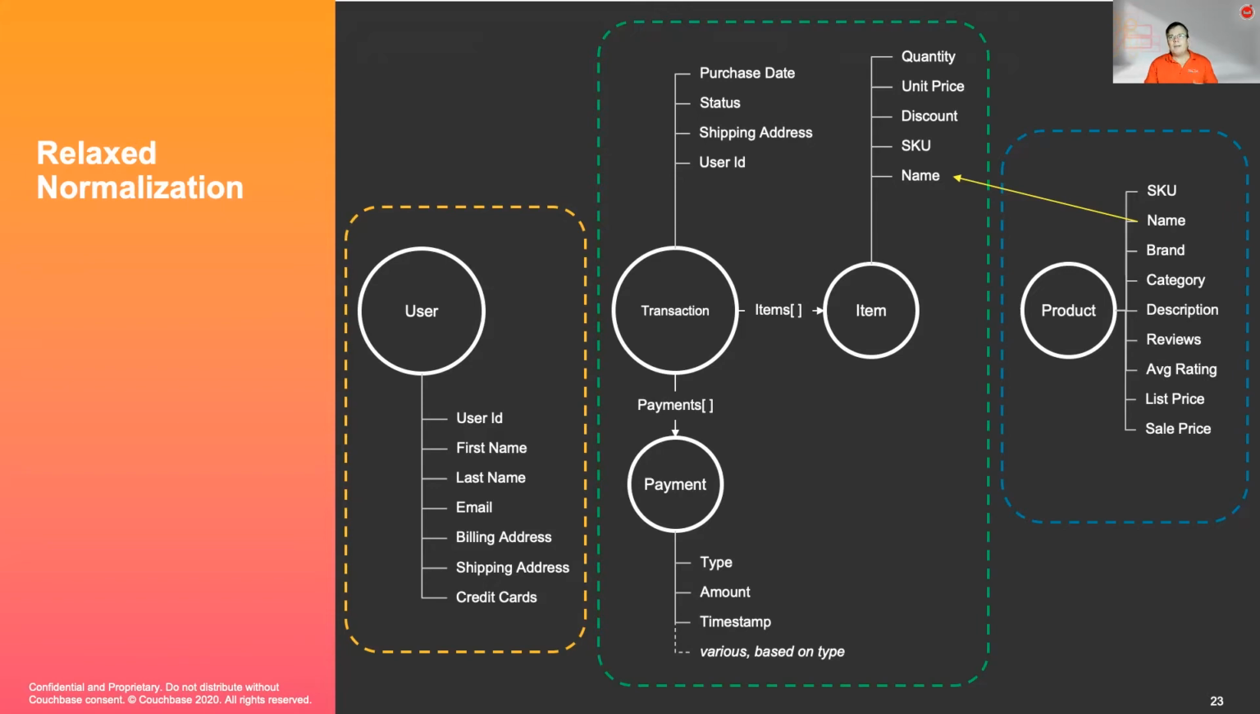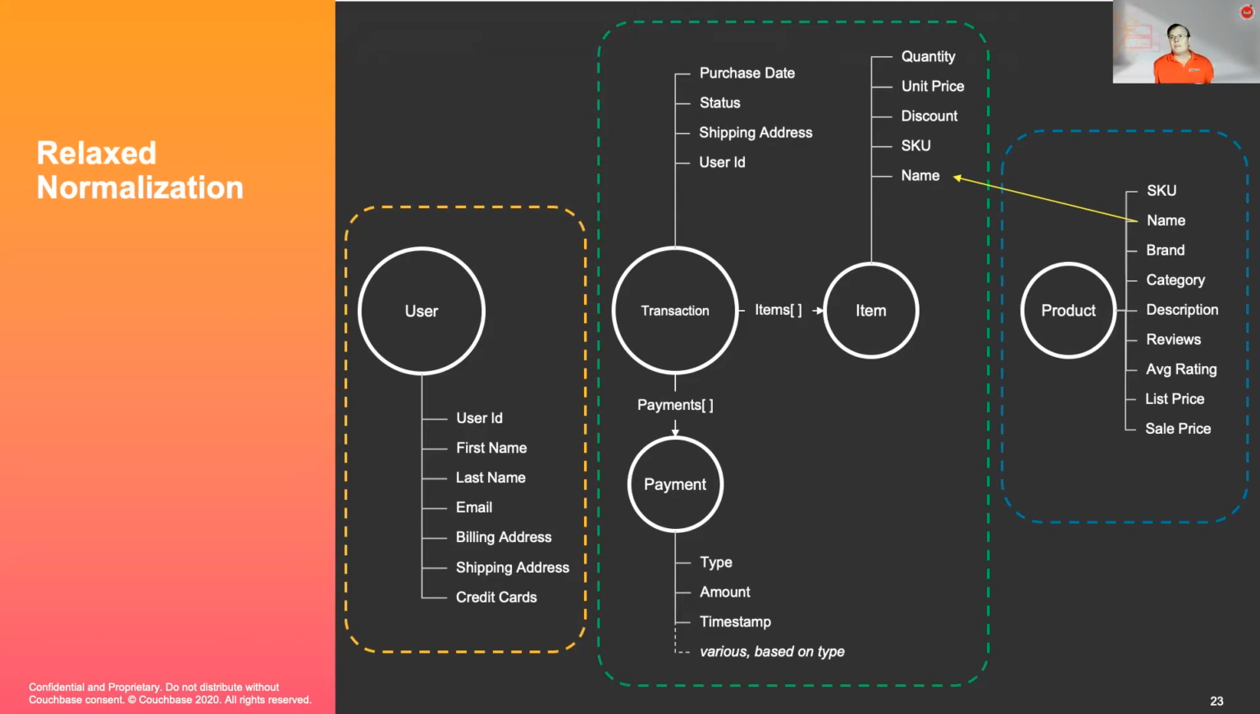So by copying the name into the transaction item subdocument, we can avoid either the join when we go to fetch the document or a subsequent query to go and fetch the product name from the product document. As I alluded to earlier, the best way to improve the speed of a join is to not do the join in the first place.